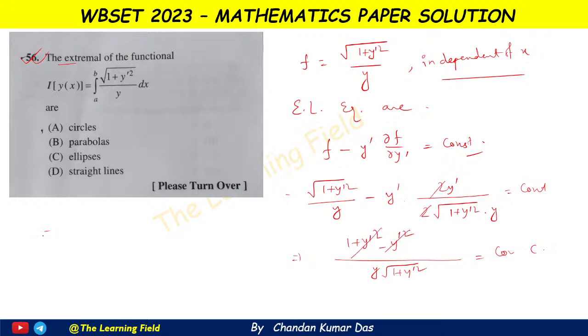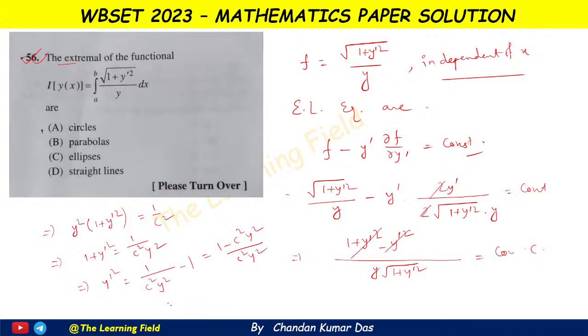So this gives what? y square into 1 plus y dash square, this is equal to what? If we take this as C, then this gives 1 by c square. So this implies 1 plus y dash square equals 1 by c square y square, and this gives y dash square equal to 1 by c square y square minus 1. So this is equal to (1 − c²y²)/(c²y²), and this gives y dash equal to root under of (1 − c²y²) by cy.